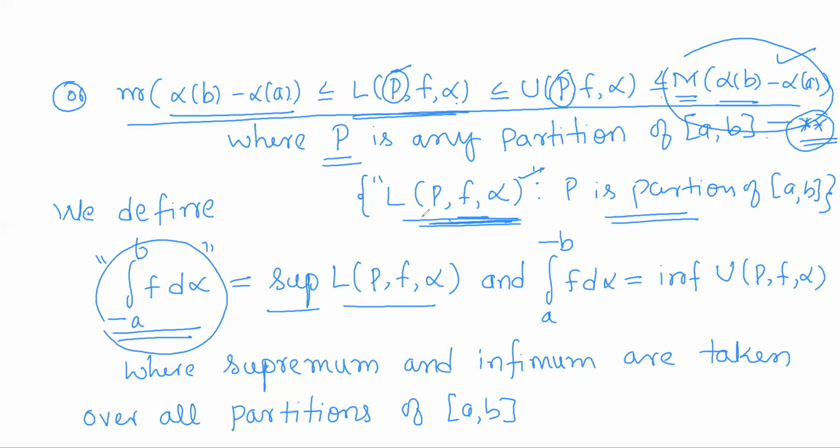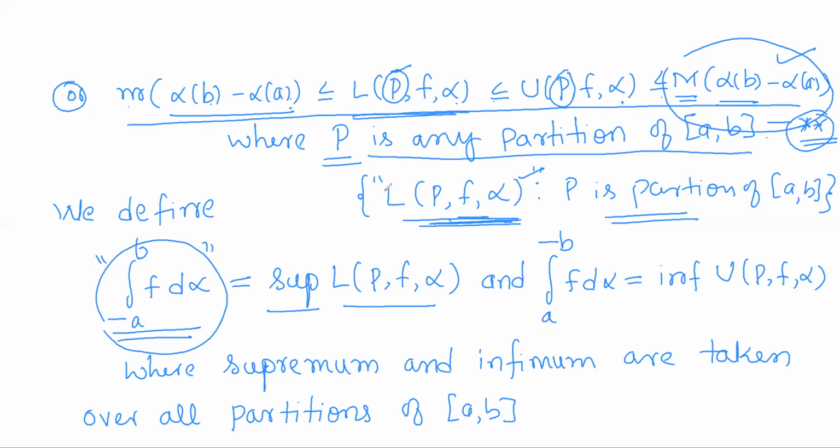And on the other hand, for varying partition P of the closed interval [a, b], you can observe that U(P, f, alpha), the upper Riemann-Stieltjes sum, is always greater than or equal to small m times alpha of b minus alpha of a.